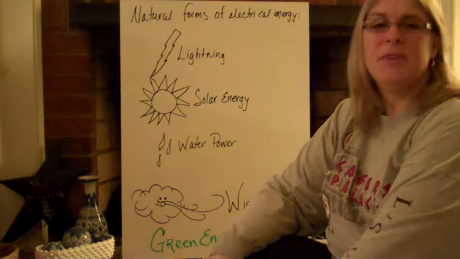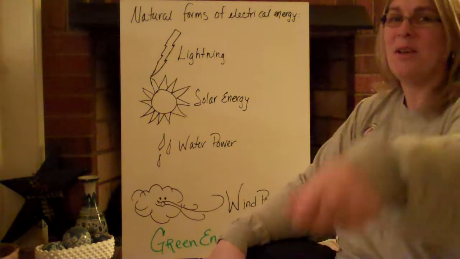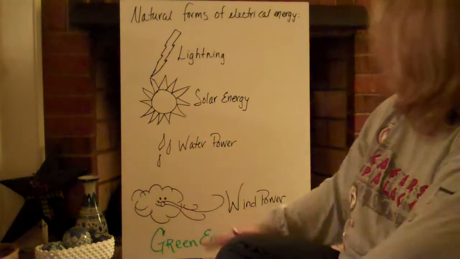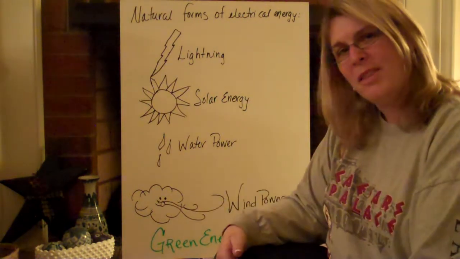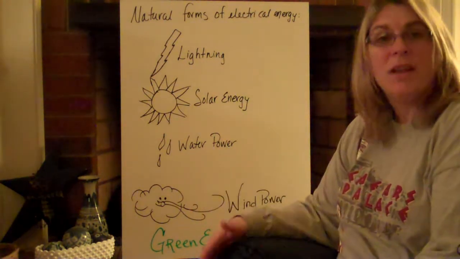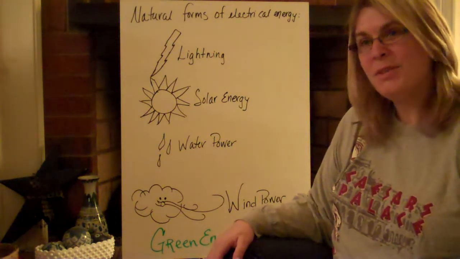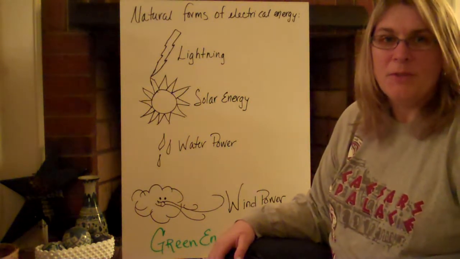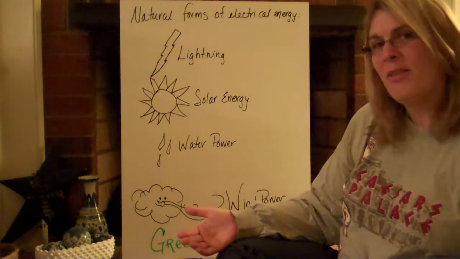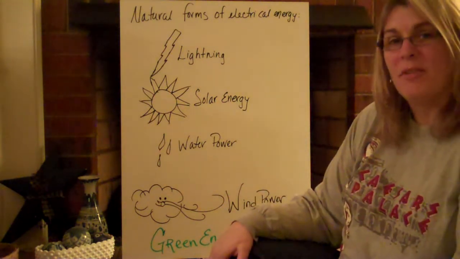But we do have natural forms of electrical energy. Lightning, that goes back to the weather unit. Solar energy goes back to the weather unit. Water power, like the hydroelectric dams. Wind power, all of this really goes back to our weather unit at the beginning of the year. Do you see how it all ties together? These forms of energy, for electrical energy, are green energy. They don't produce extra pollutants. Fossil fuels have pollutants to them. They can cause other issues. When we talk about good stewardship of our earth and good health of humans, if we can have green energy, it would just be healthier for all of us.